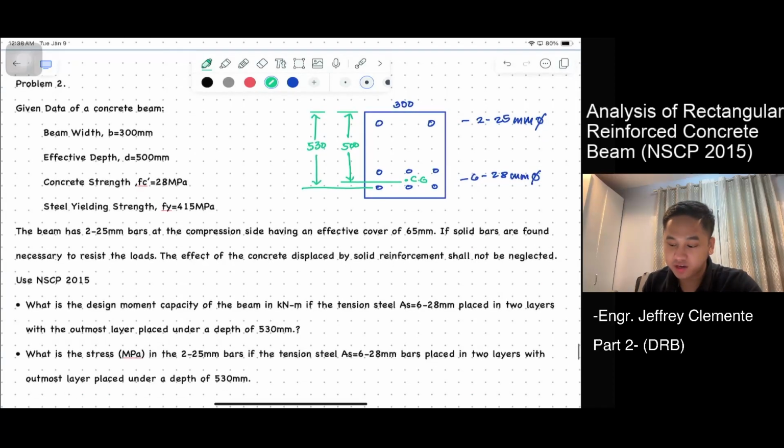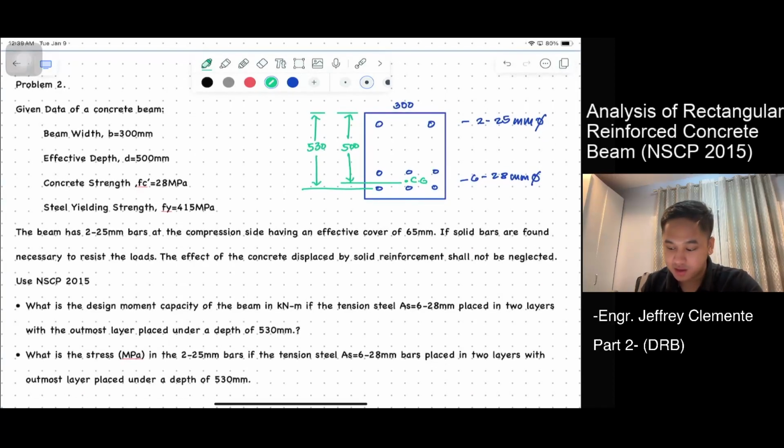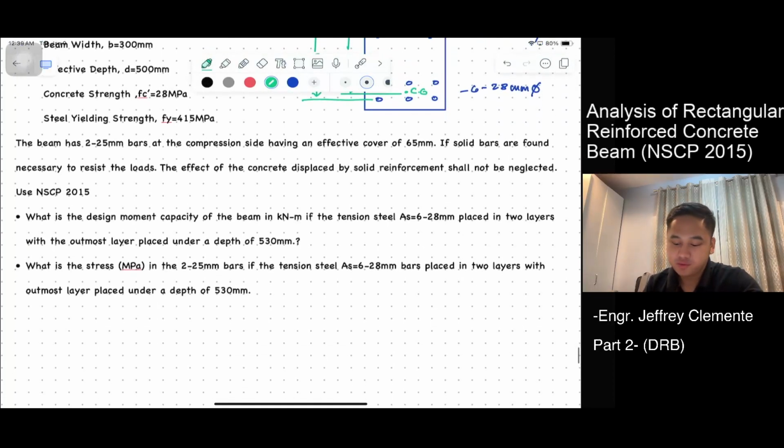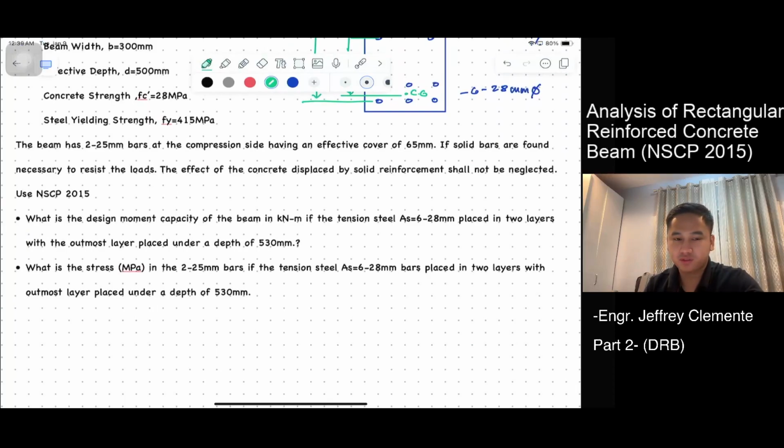Now, if found necessary lang naman itong 25 mm, ang effective cover niya is 65. So, etong part na to, hanggang dito sa gitna na to, is 65. Diba? So, that is d prime. This is d, yan. This is dt. This is d prime. Diba? So, okay. So, now, first thing is we check if doubly reinforced ba siya or singly reinforced lang.